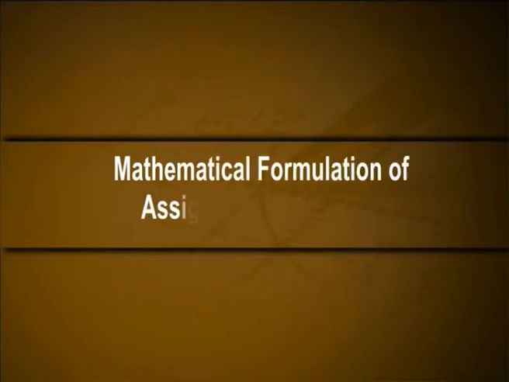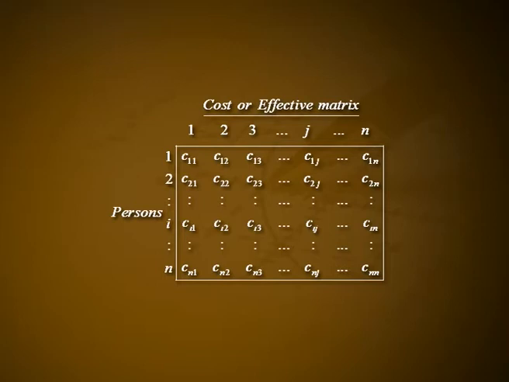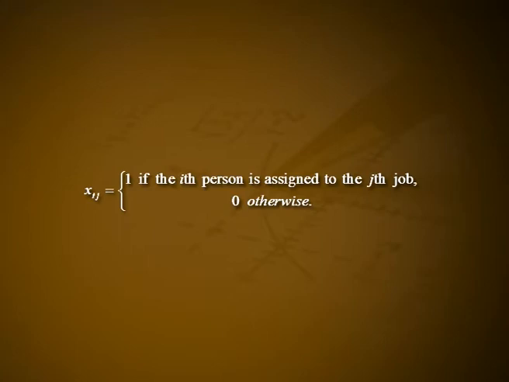Mathematical formulation of assignment problem. The assignment problem can be stated in the form of an n by n matrix Cij of order n by n called the cost or effective matrix, where Cij is the cost of assigning ith person to the jth job. Cost or effective matrix is given as, let Xij be a variable defined by Xij equal to 1 if the ith person is assigned to the jth job and Xij equal to 0 otherwise.